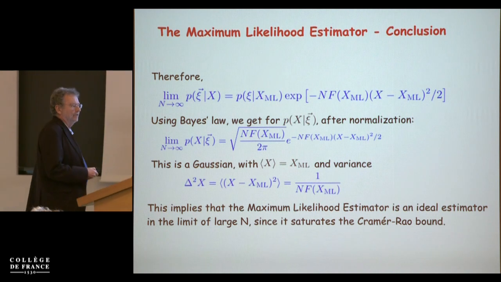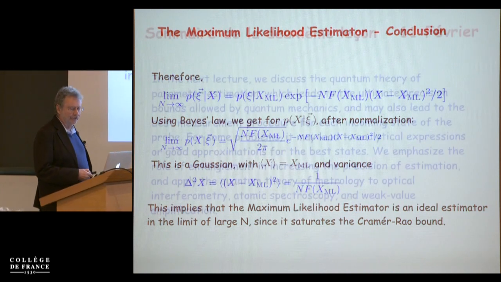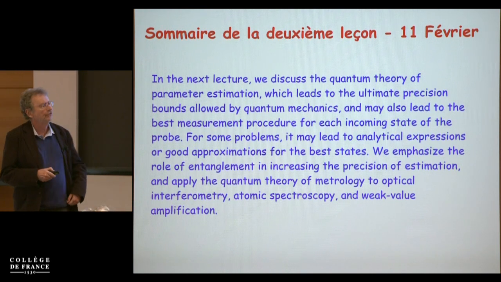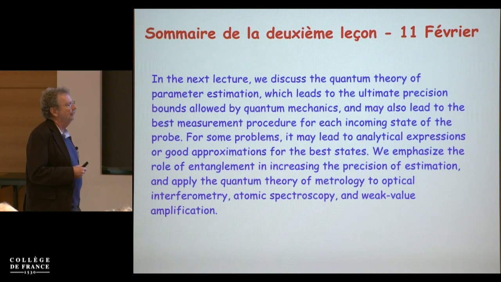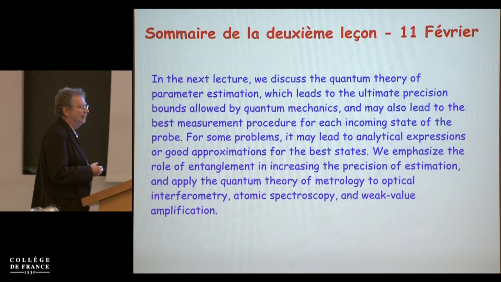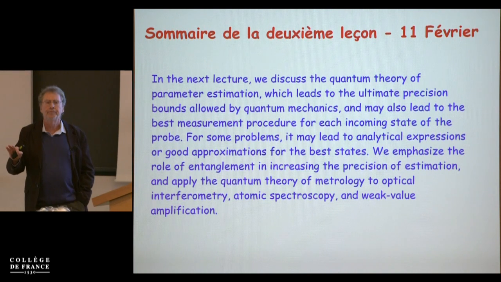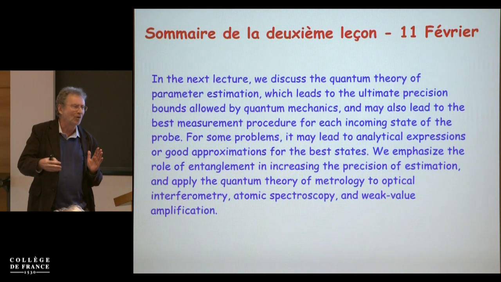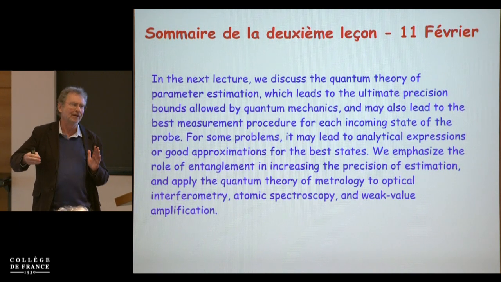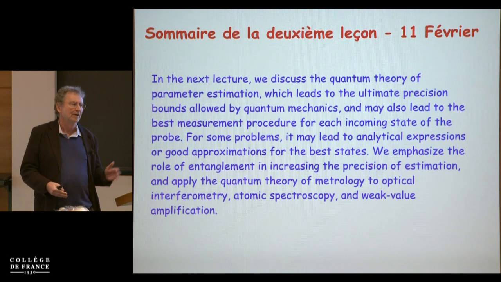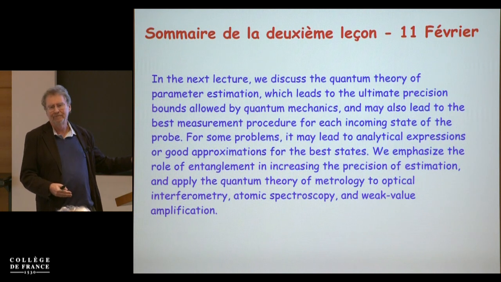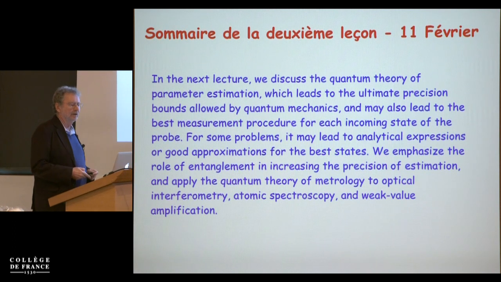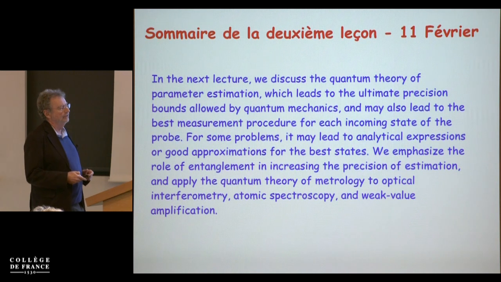So that's the end of this lecture. What we are going to see in the next lecture is the following. We are going to discuss now the quantum theory of parameter estimation, which leads to the ultimate precision bounds in quantum mechanics. Up to now, except for the demonstrations with optical interferometry, where we have used quantum states, the general theory was a classical one. So in the next lecture, I'm going to do the quantum theory of parameter estimation.